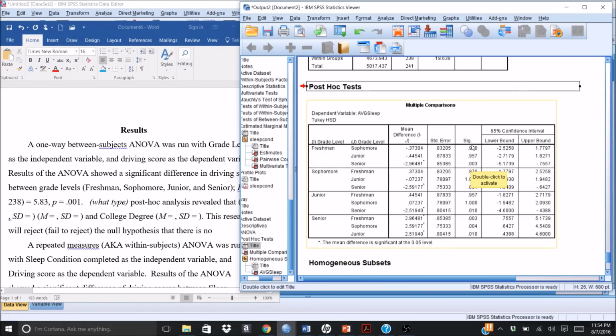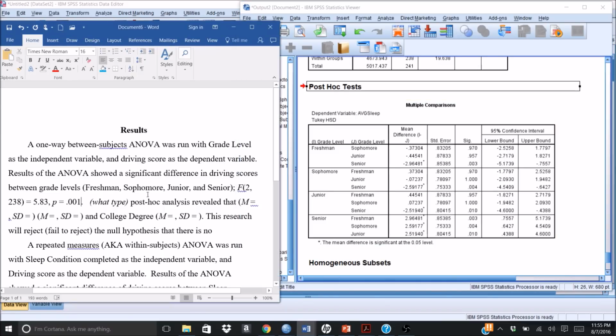So what I do as a little cheat, I just look at my significance and I say, okay, I just find the significance and I go backwards, senior to freshman. Okay. Here's another one, senior to sophomore, senior to junior. So basically the seniors are significantly different than the freshman, the sophomore, and the junior. But the freshman, sophomore, and junior are not significantly different than each other. So remember I did a Tukey post-hoc.